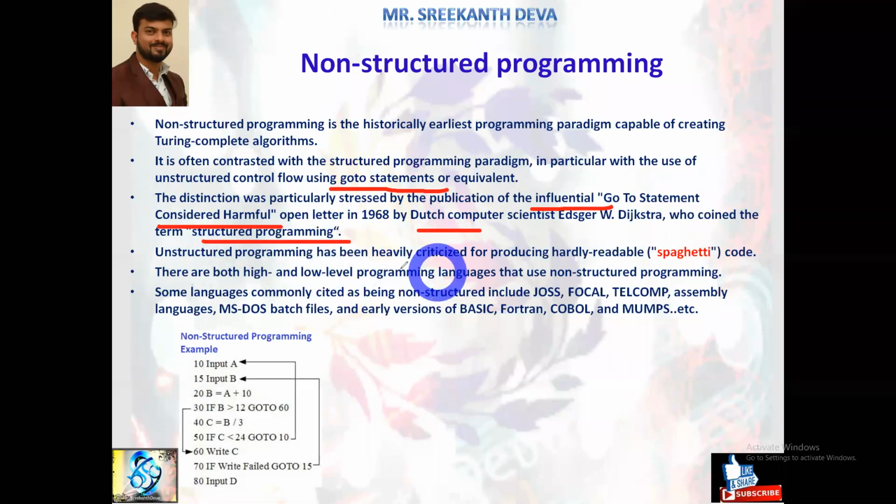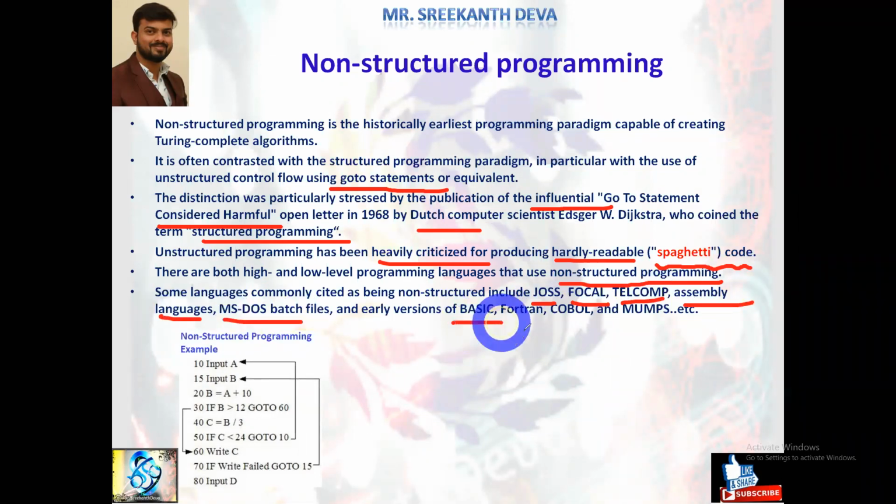Unstructured programming has been heavily criticized for producing hardly readable code. Spaghetti code is what is used in non-structured programming. There are both high and low level programming languages that use non-structured programming. Some languages commonly used for non-structured programming include JOSS, FOCAL, TELCOMP, assembly languages, MS-DOS batch files, and early versions of BASIC, Fortran, COBOL.